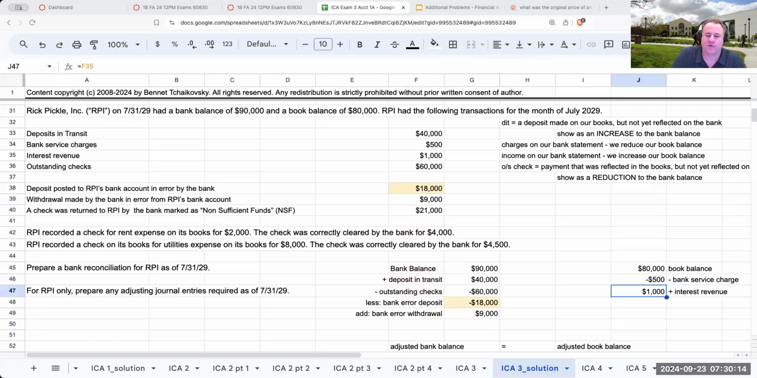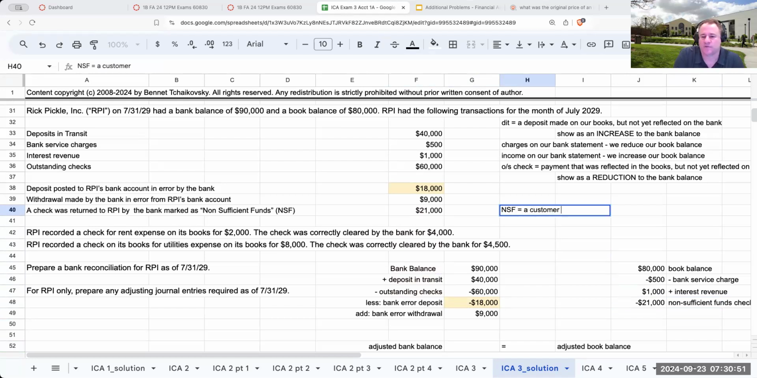Now, the last one over here is something called non-sufficient funds. What does that mean? Well, non-sufficient funds basically means we made a deposit. Customer gave us a check. We made a deposit. The bank says, the check cannot clear, it does not have enough sufficient funds. So over here, this is going to show as a reduction. We'll call this non-sufficient funds check. Okay, so we'll call this an NSF.